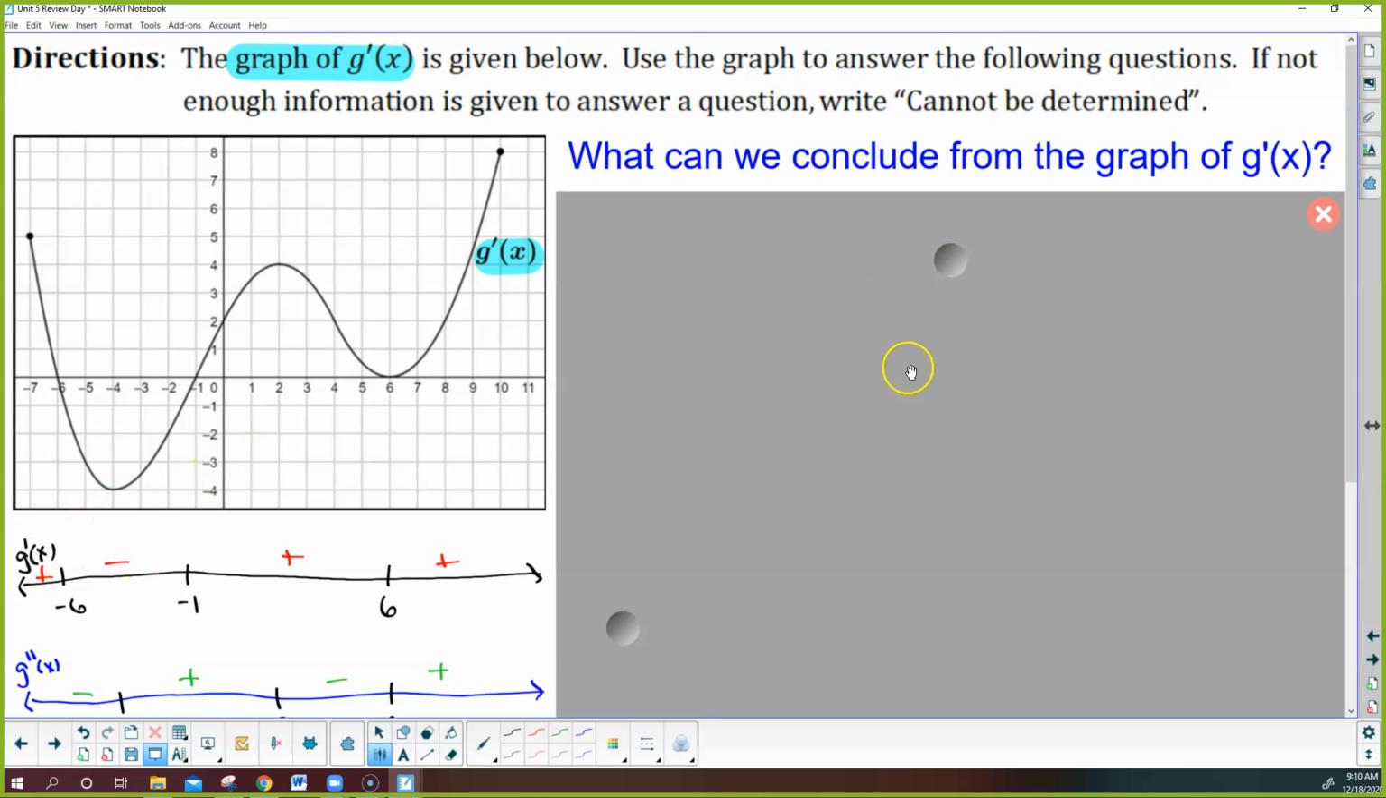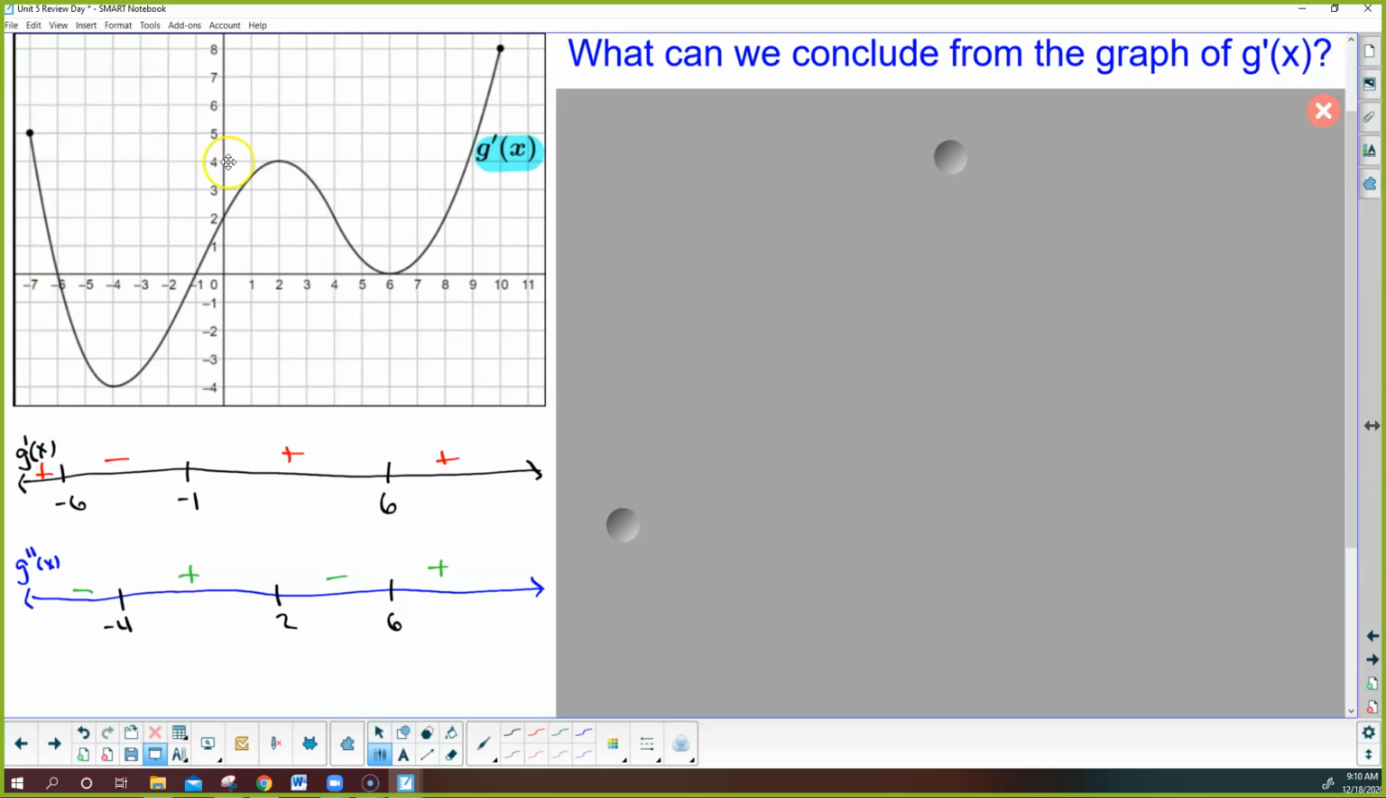Before I even look at any of the questions, let's just make a sign chart for this graph, exactly the way it looks. So what do we notice? When is G prime equal to 0? 1, 2, 3 spots: at -6, at -1, and at 6. So those are my critical points, because that's when the derivative is equal to 0. And then I'm looking for when this graph is above the x-axis. It's above the x-axis from -7 to -6, so G prime is positive.